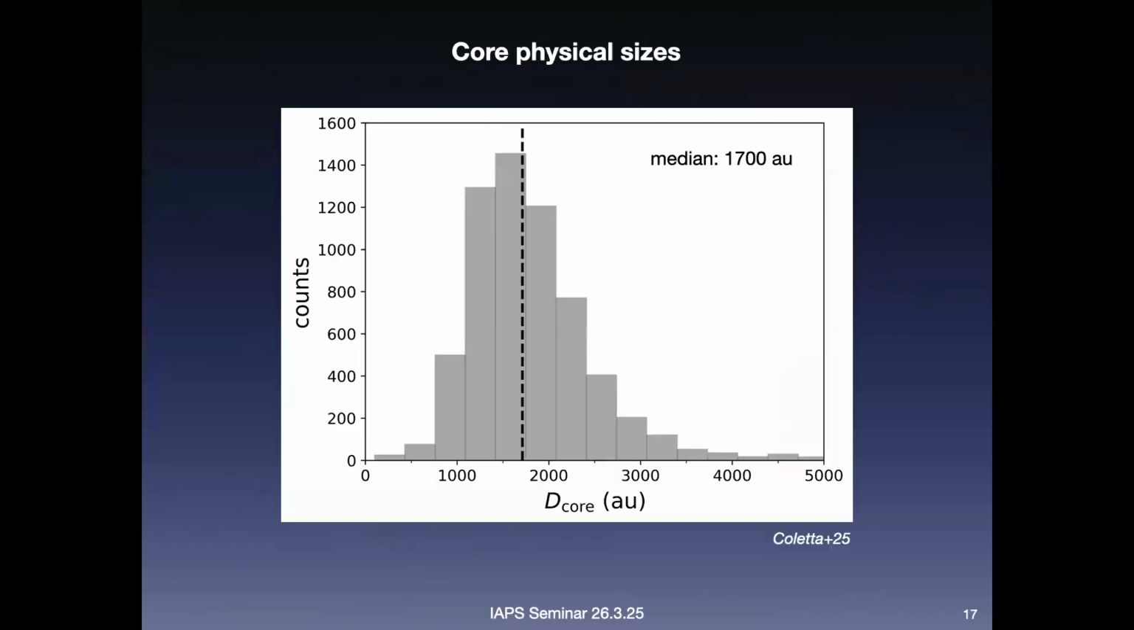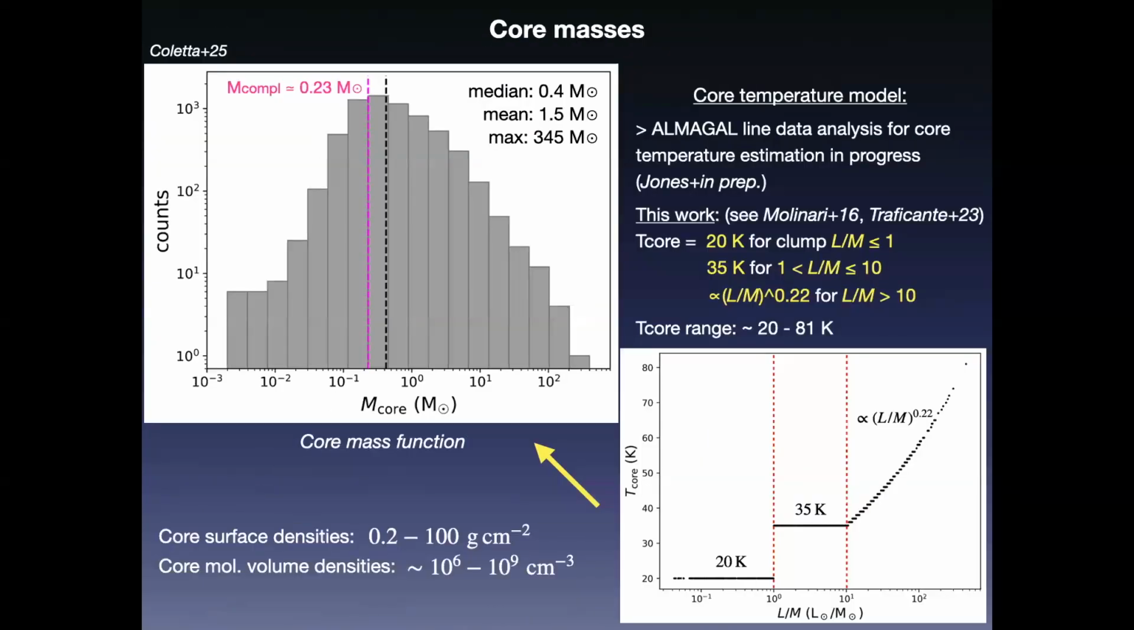To estimate the masses, one of the key parameters is the adoption of the dust temperature for the cores. In theory, the ideal approach would be to have information on the single temperature of each core, but this requires a very deep analysis of the molecular line data, which we have in ALMAGAL and is currently in progress. So we don't have them for now, but it's going to be implemented.